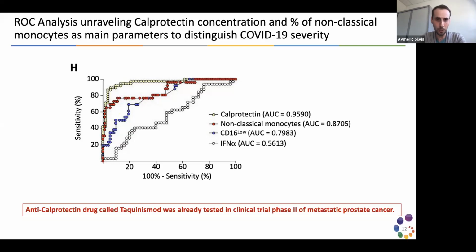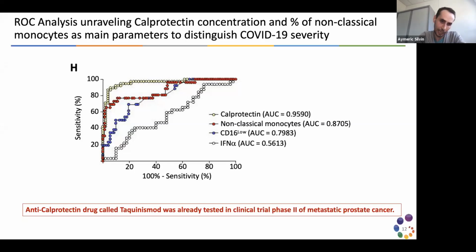And here you have a ROC analysis that unravels that calprotectin is one of the best markers to differentiate a severe patient from a mild patient. And in the article, you will see we also have moderate patients. And calprotectin in moderate is an intermediate level between mild and severe. The non-classical monocytes are also a very good way to determine if a patient is moving toward a severe COVID-19.